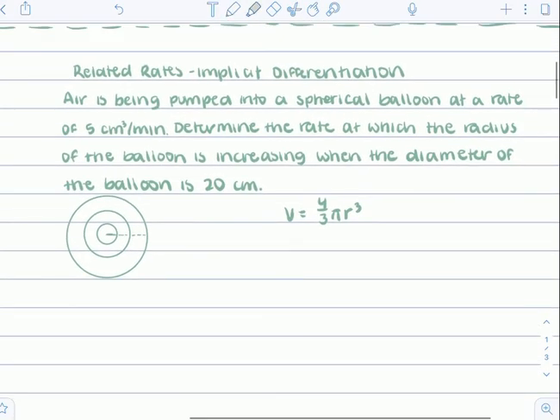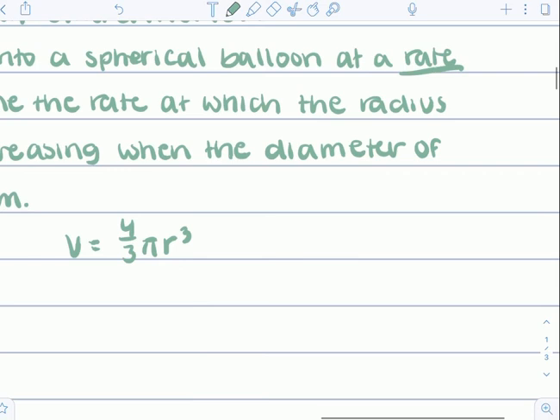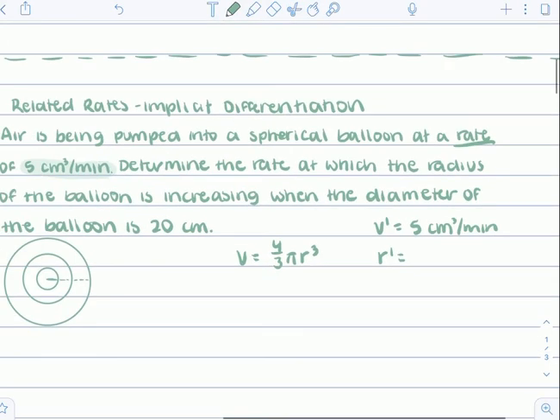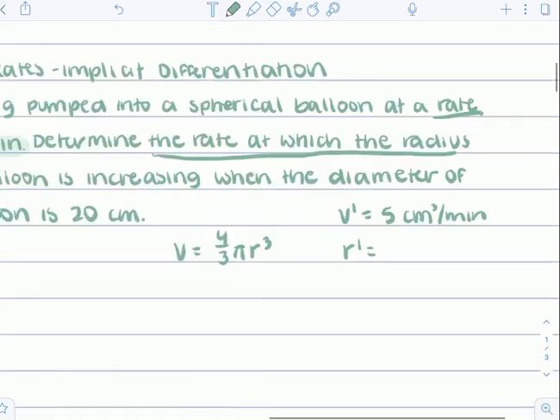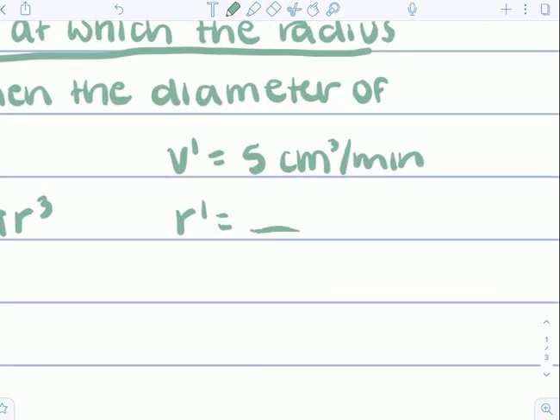So it says in the problem that air is being pumped in at a rate of 5 centimeters cubed per minute. If it says the rate, then we know that that's talking about the derivative. And so the derivative of V equals 5 centimeters cubed per minute. And so the derivative of r is what we're trying to find. So it says determine the rate at which the radius increases. We don't know what it is yet.